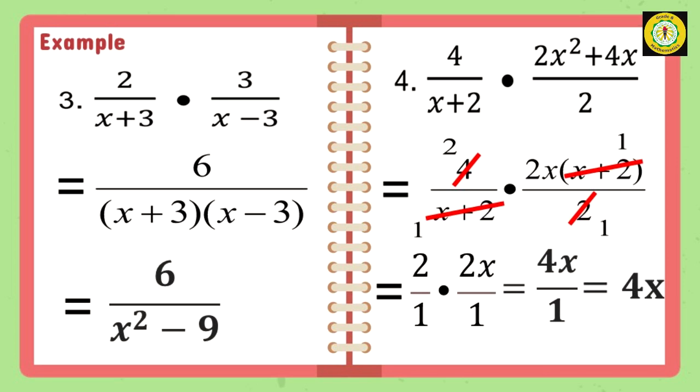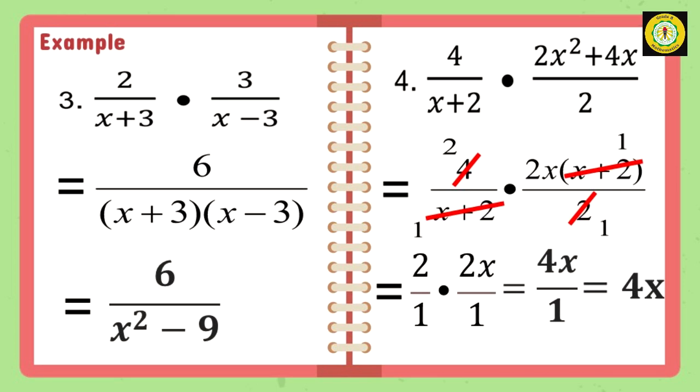Example number 4. 4 over x plus 2, multiply to 2x squared plus 4x over 2. 2x squared plus 4x has a factor of 2x, so it becomes 2x quantity x plus 2.